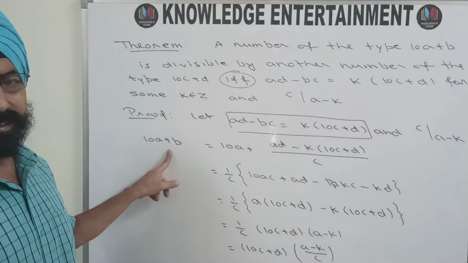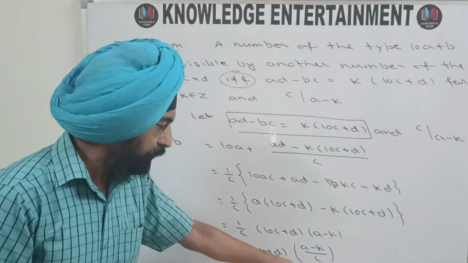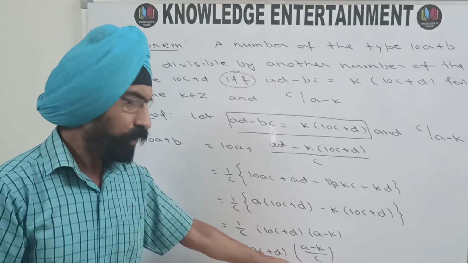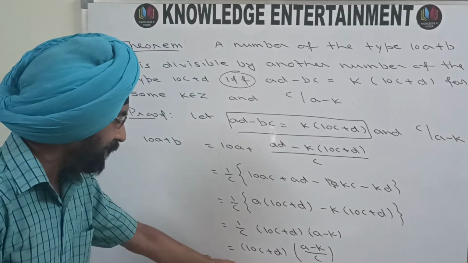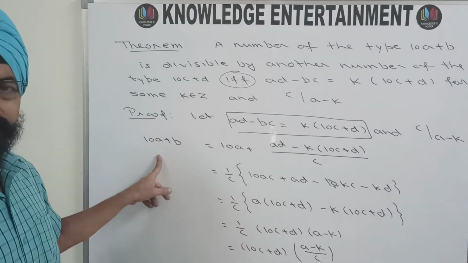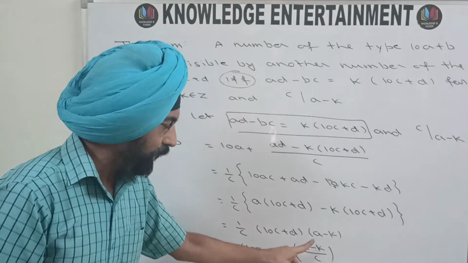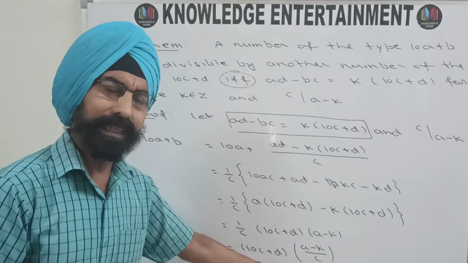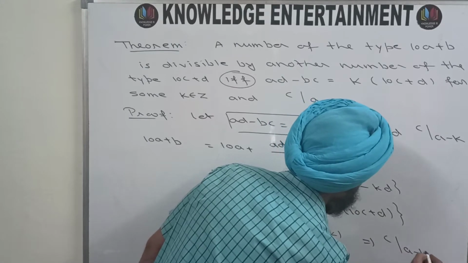your tan A plus B is an integer. This is also an integer. So this must also be an integer. So tan C plus D divides tan A plus B. And since this is an integer, the numerator must be divisible by the denominator. So this means C divides A minus K.